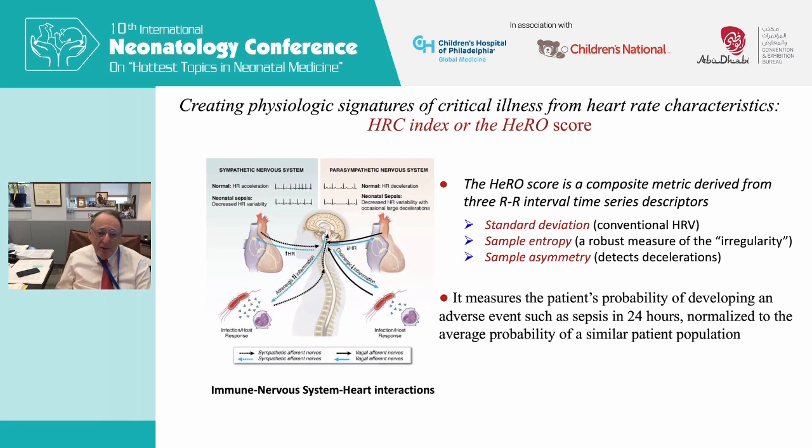It's the HERO monitor. The HERO monitor focuses on heart rate variability and uses these three variables. It looks at the standard deviation of heart rate, the irregularity of heart rate, and looks for decelerations, because it's known that when there is an infection, signals are carried back to the brain, and then the brain in turn sends out other signals to the heart and elsewhere in the body, which can either increase or decrease heart rate and decrease variability. So using heart rate variability, or the HERO score, it's a way of predicting when a baby is likely to have a serious or life-threatening infection.